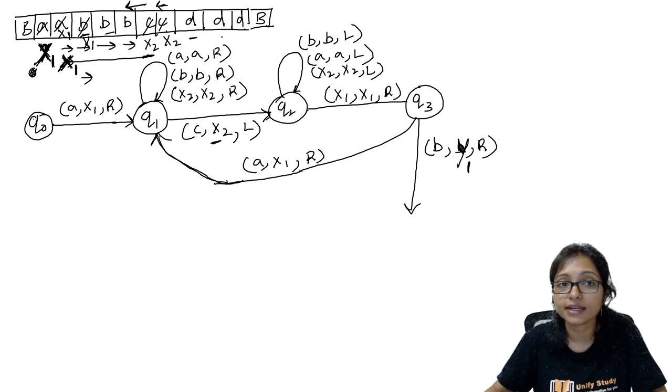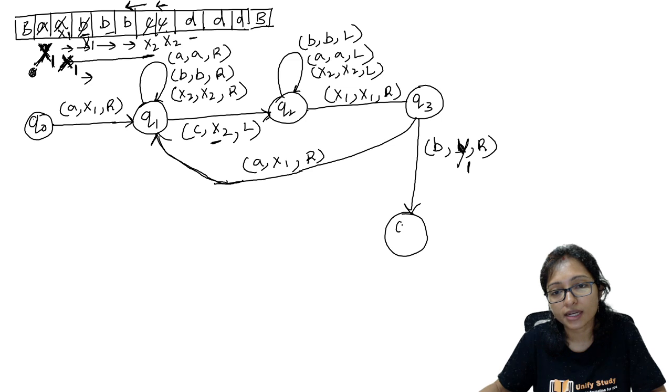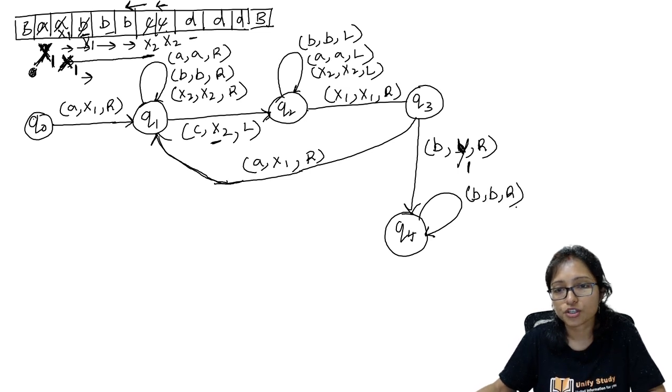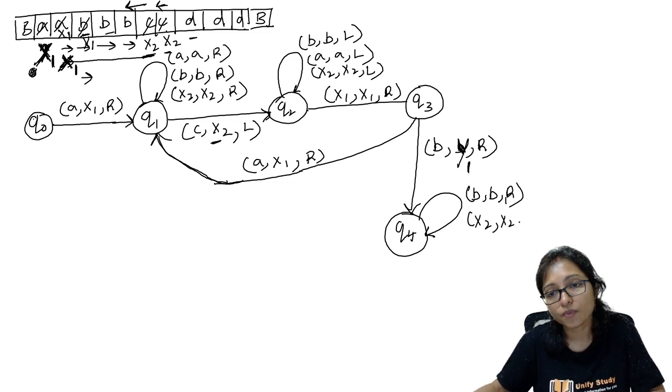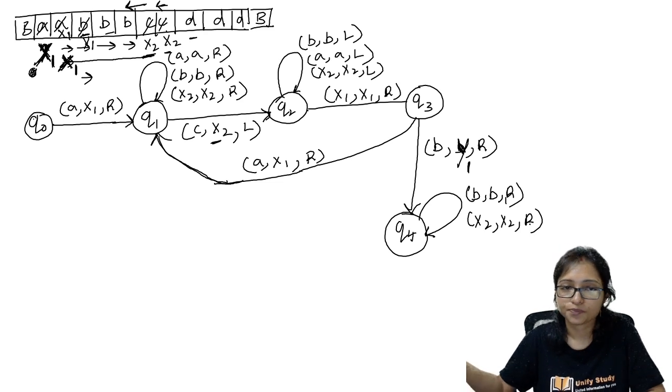d. My target is d. So on the way what will happen? I am getting to the Q4 state on the way. So many b's you are getting. So b will be b as it is, move to the right direction, and you will get these x2s also, right? So the x2 will be x2 and move to the right direction.